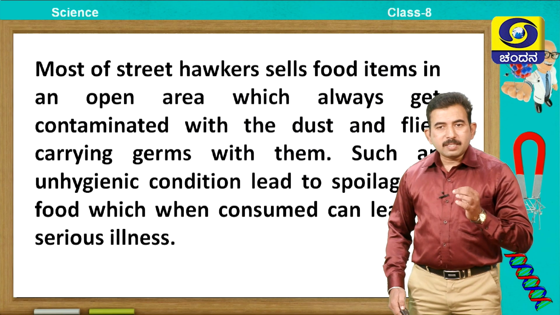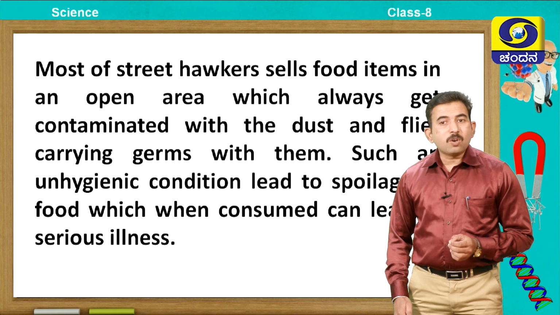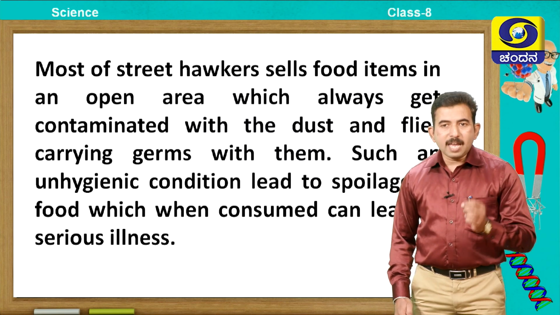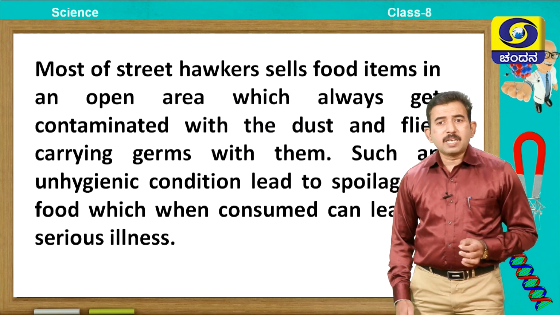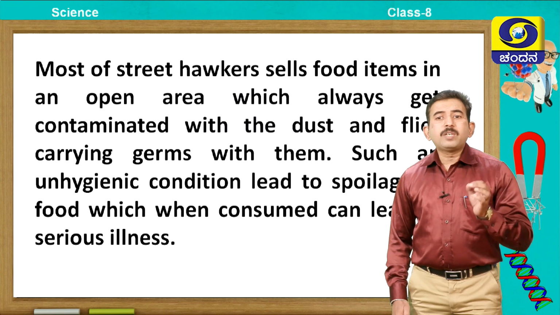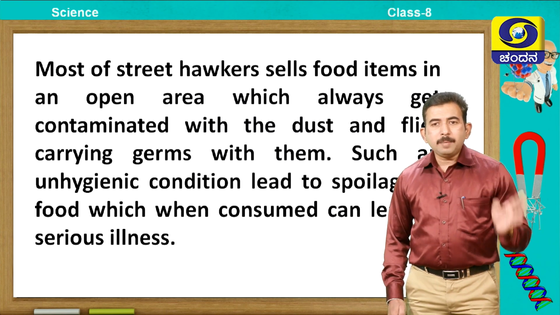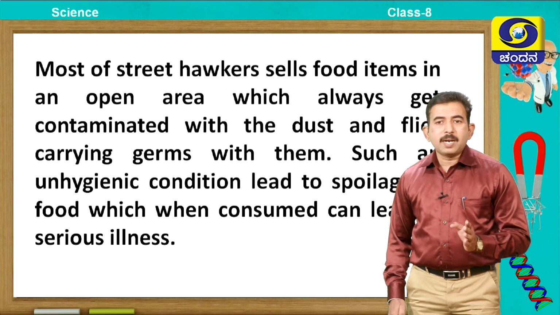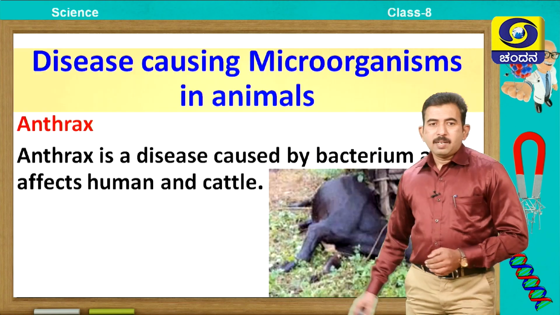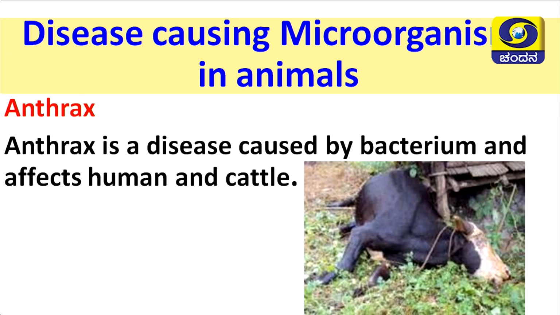Students, now let us study disease causing organisms in animals. The most common examples are anthrax and foot and mouth disease. Cattle and sheep are mainly affected by these two diseases. First one, anthrax. It is a disease caused by the bacterium Bacillus anthracis, which affects humans and cattle.